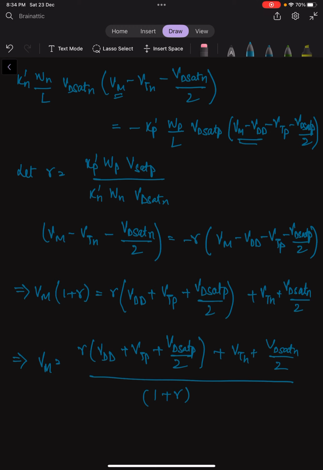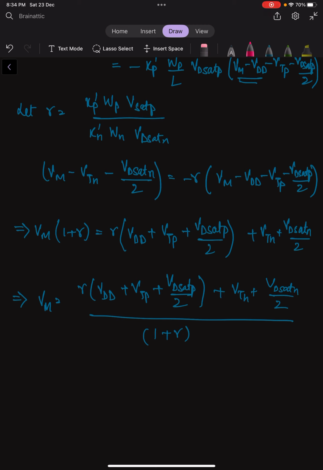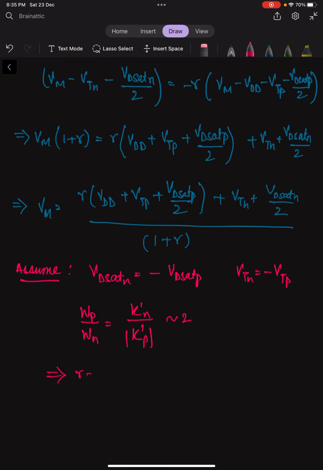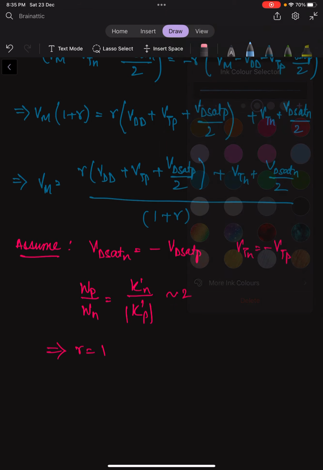Now, if we want to make this even simpler, we can make some more assumptions for a better, more compact result. Let us assume that your Vd sat n is equal to Vd sat p, and your VTN is equal to minus VTP. Let us also assume that the width of the PMOS device by the width of the NMOS device is inversely proportional to the mobility and capacitance factor, Kp prime and Kn prime, and let us be equal to 2. This leaves us with R is equal to 1. Now if we apply all these assumptions, we are left with a very beautiful expression for Vm, which is nothing but Vm is equal to VDD by 2.